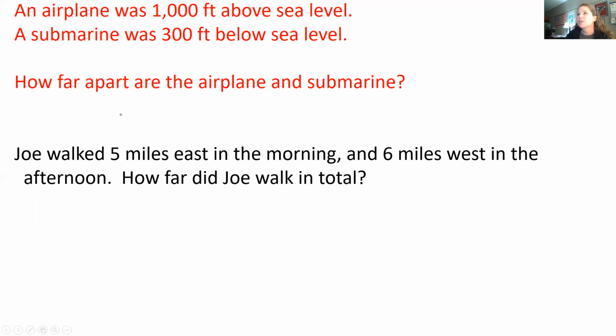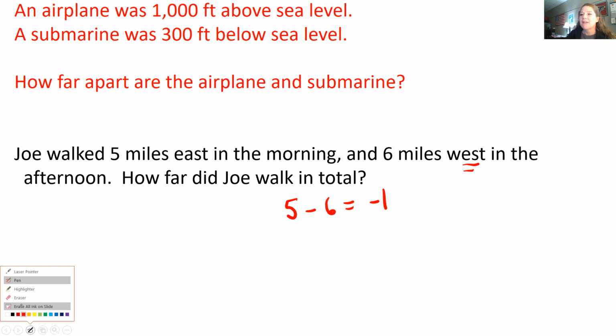All right, let's look at this one. Joe walked 5 miles east in the morning. So how many miles has he already gone? 5. And then he's going in the opposite direction, walking 6 miles to the west. So would you say 5 minus 6? And you would say he went a total of -1 miles? No, that doesn't make sense.